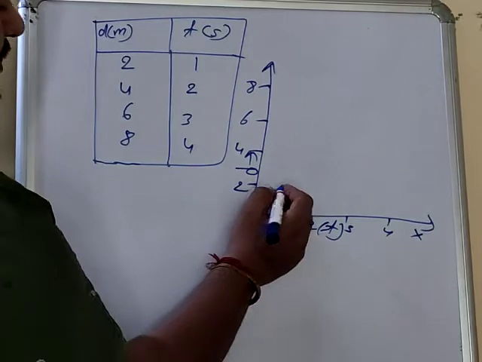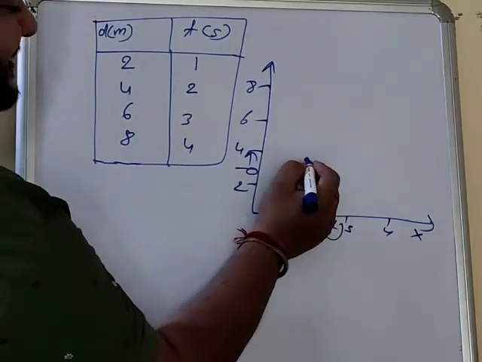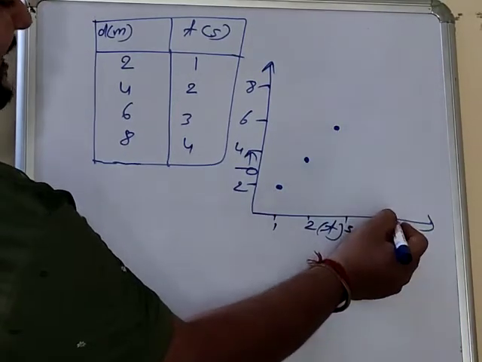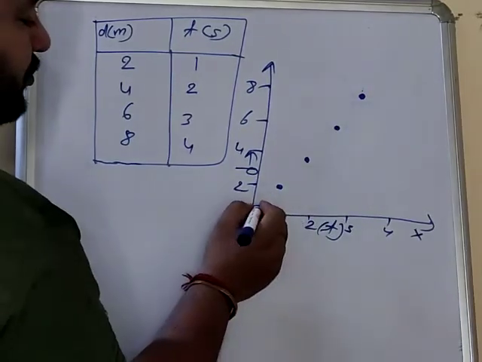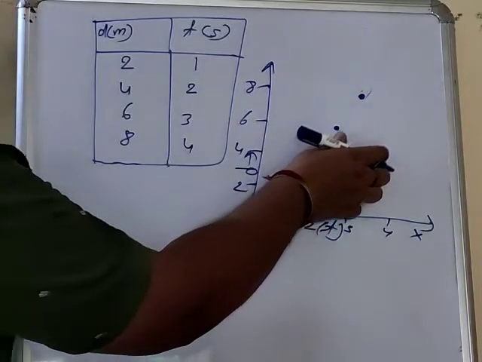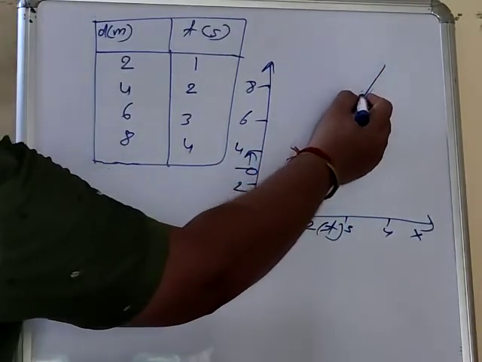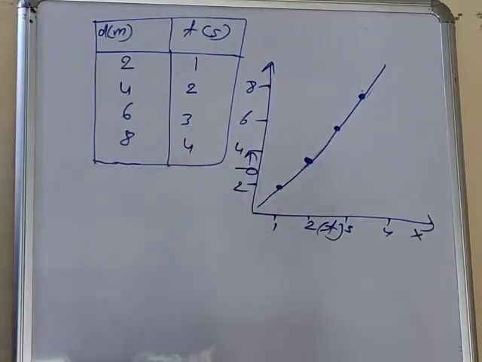So when time is 1, distance is 2. When time is 2, distance is 4. When time is 3, distance is 6. When time is 4, distance is 8. So your graph will be a straight line graph. So when motion is uniform, our graph will be straight.